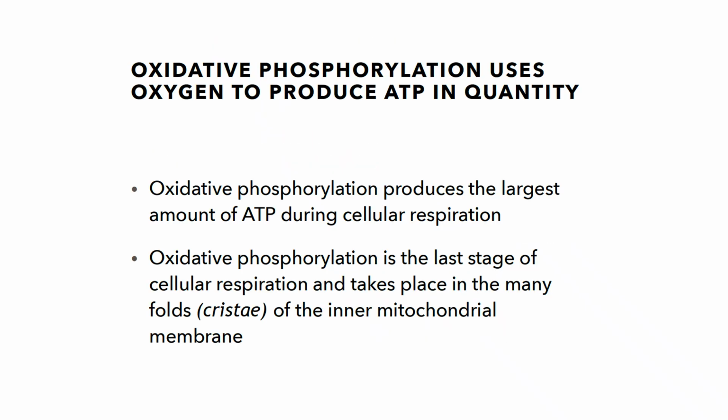Oxidative phosphorylation produces the largest amount of ATP during cellular respiration. It is the final stage of cellular respiration and takes place in the many folds, called cristae, of the inner mitochondrial membrane. Because the inner membrane has extensive surface area, it can support a large number of electron transport proteins and ATP synthase enzymes. This structural organization allows cells to maximize ATP production.